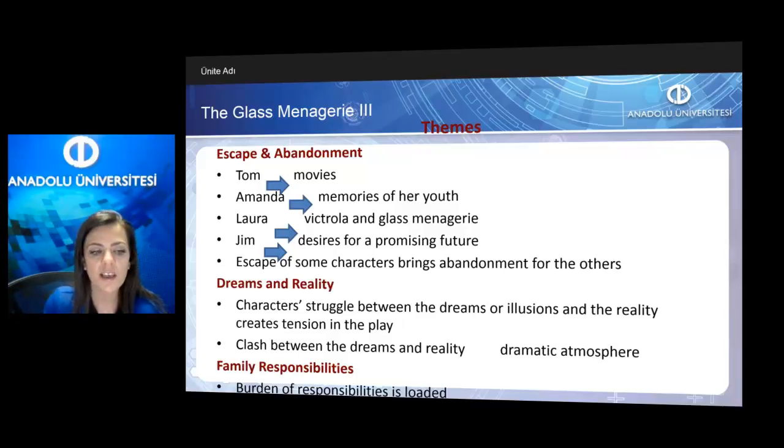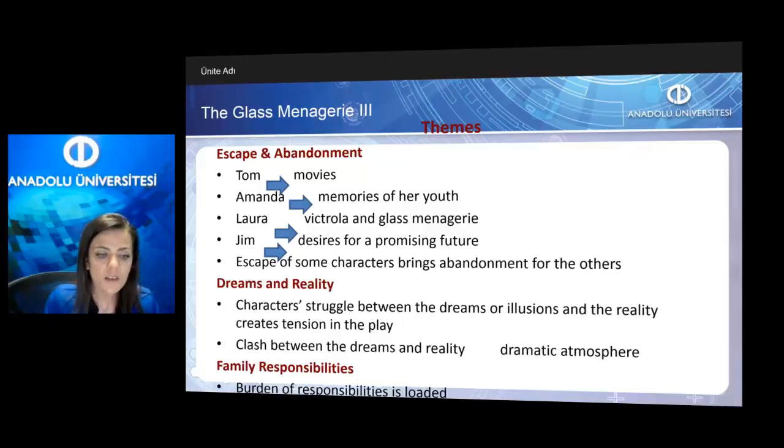The second theme is dreams and reality, the clash between dreams and reality. The characters struggle between the dreams or illusions and the reality, which creates tension in the play. So this clash between dreams and reality brings a kind of dramatic atmosphere to the play.